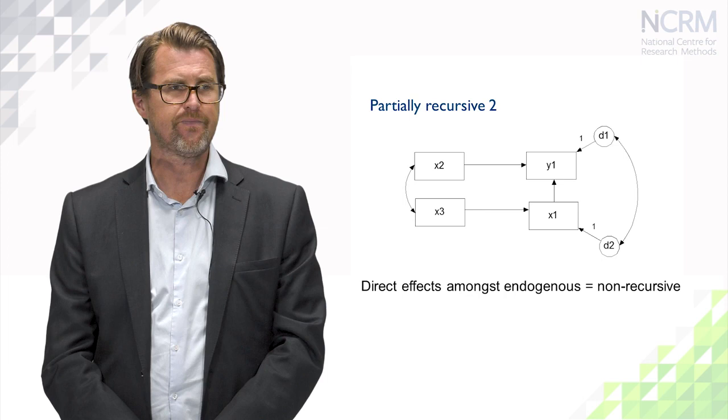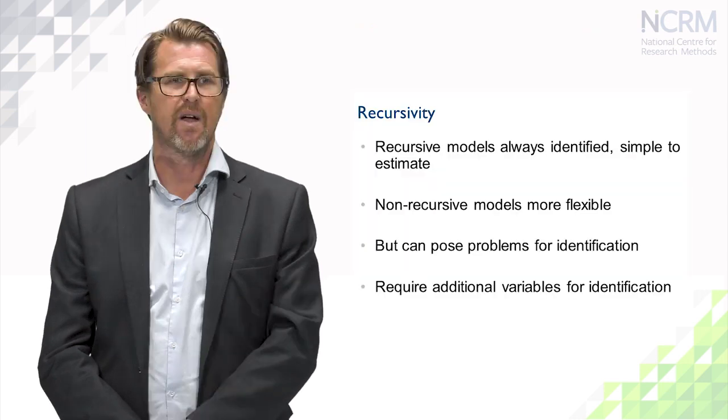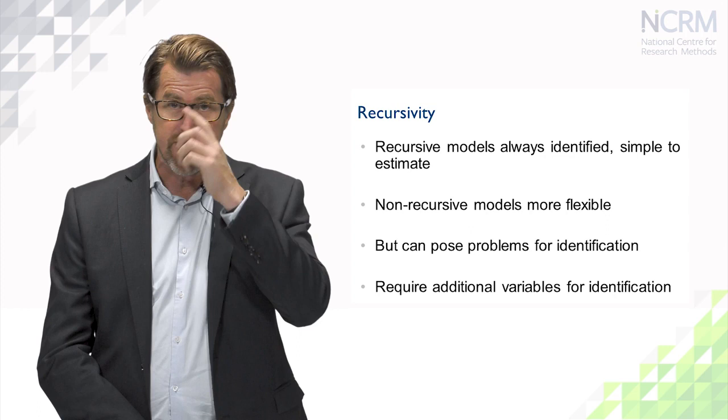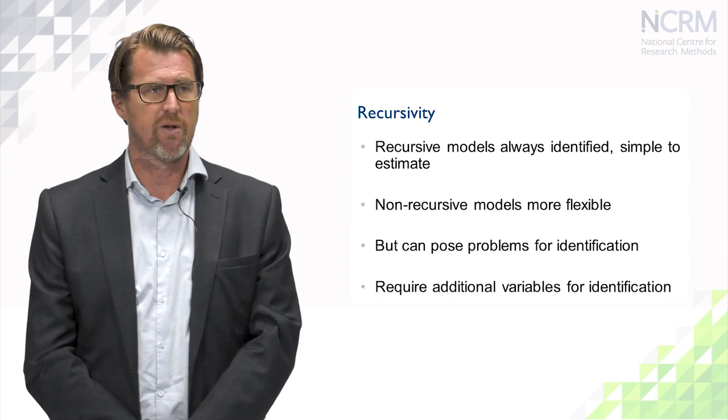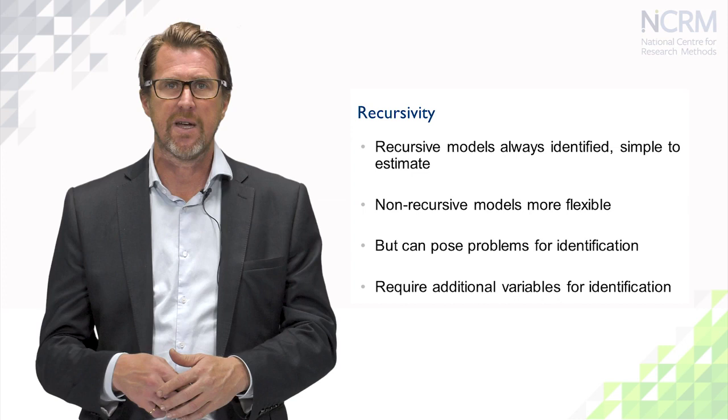Now, I said that recursivity, or recursive versus non-recursive model status, is important for identification, but that's not terribly interesting from a sort of analytical perspective. Recursivity is also important, really, because a recursive model is always identified and it's simple to estimate. We can estimate recursive models using OLS, using a set of OLS models. But that simplicity is also rather restrictive. It means that we can't estimate the more complex kinds of models that we would often want to.